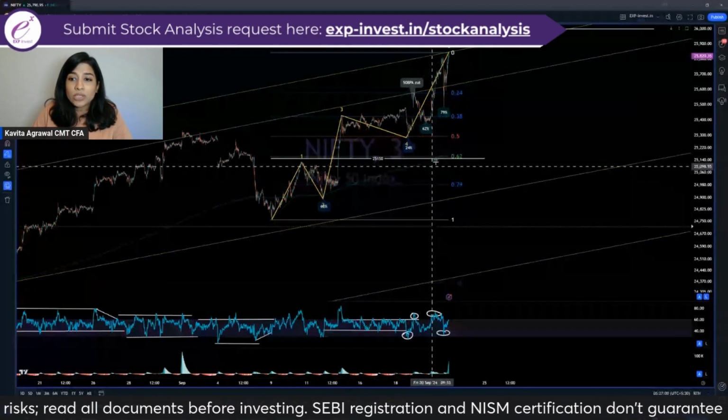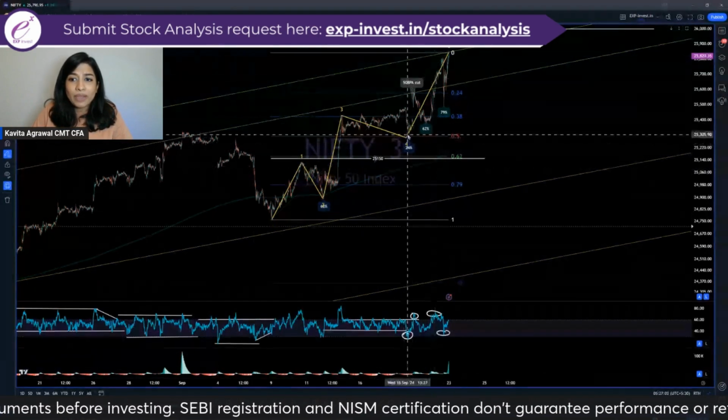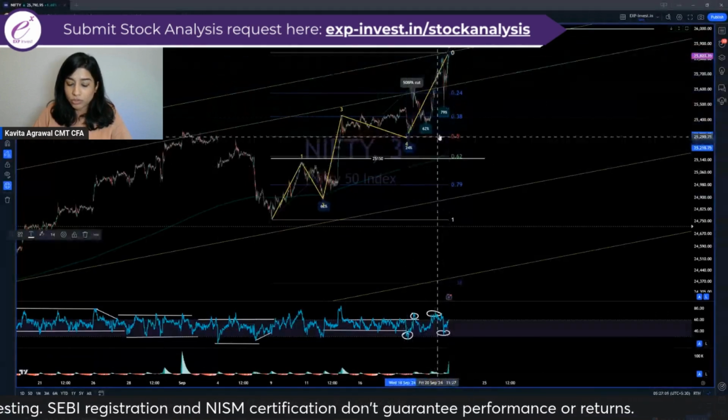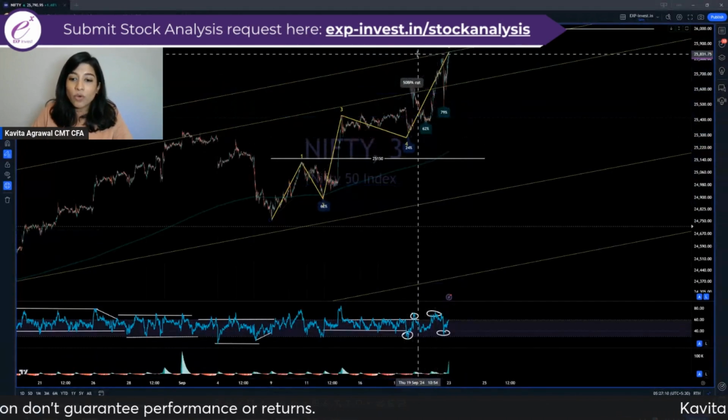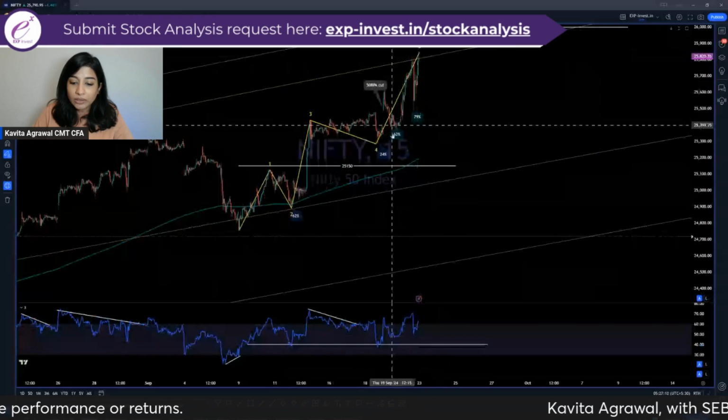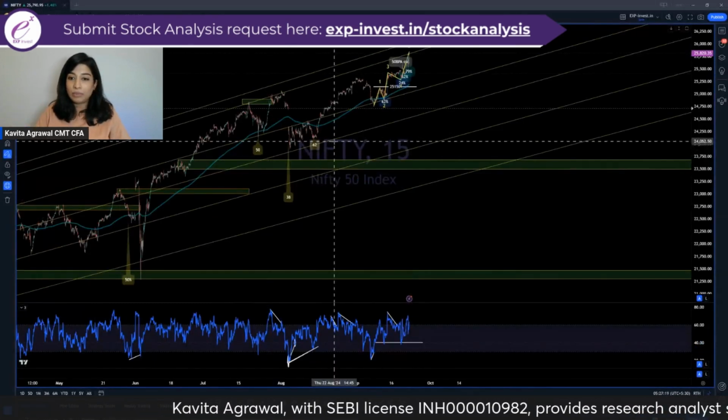And if you're beating yourself up about why you do not participate in this wave or why you do not have long positions, don't worry, the market is going to give you an opportunity. Now let's move on one time frame higher to the 15-minute time frame. What do we see on the 15-minute time frame here?